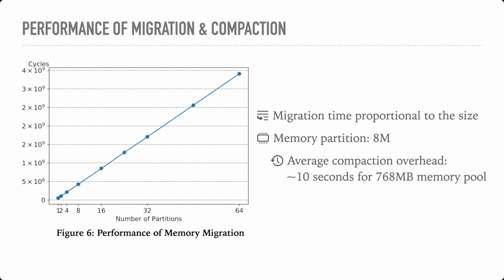As for the memory migration, its overhead is basically proportional to the size to be migrated. And as for the compaction, the time of compaction varies with the memory pool and the migrated partitions. Typically, in our experimental memory pool with about 768 megabytes, it will take about 10 seconds to perform a compaction. So we should reduce the number of compactions as much as possible.